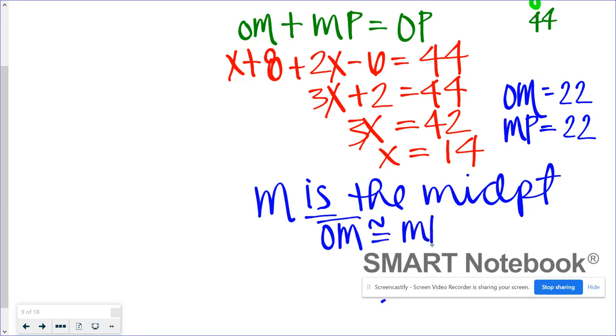I proved that these two segments were congruent, starting with a fact. The fact that this segment addition postulate says if I add the two smaller segments together, I get the whole big segment. So I didn't start with an assumption that M is the midpoint. I started with a fact, and I used that to prove that M is the midpoint.